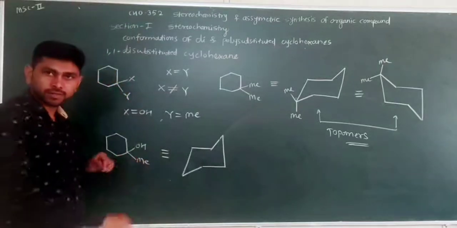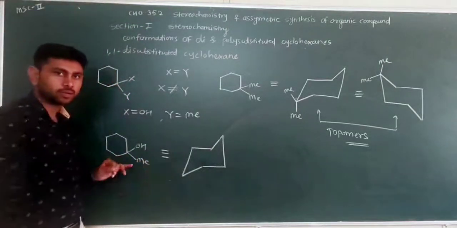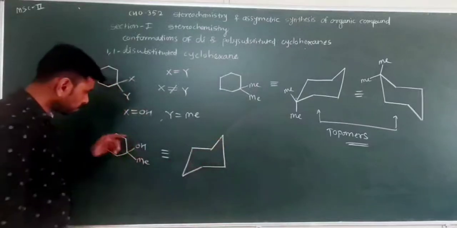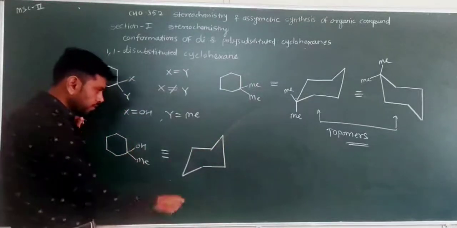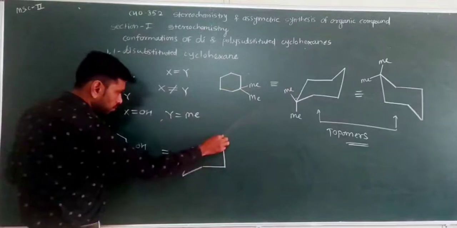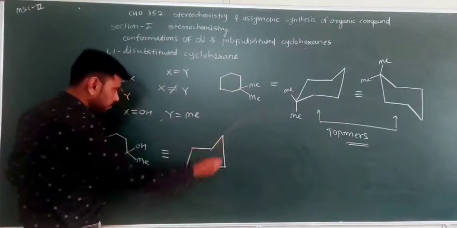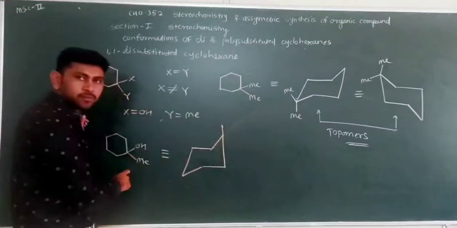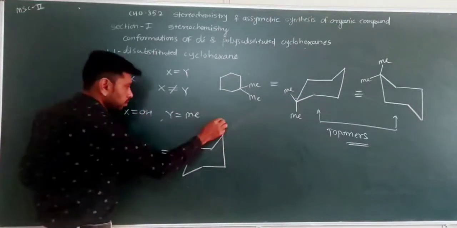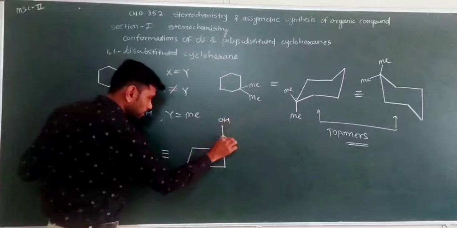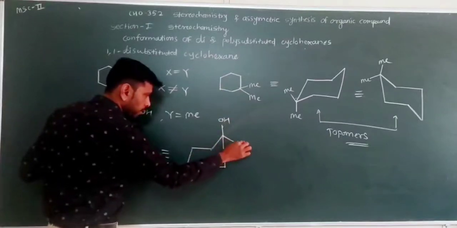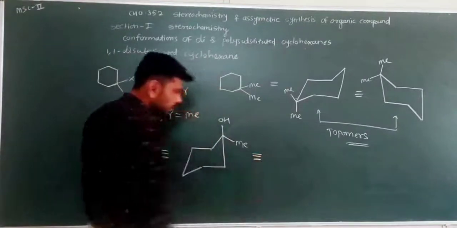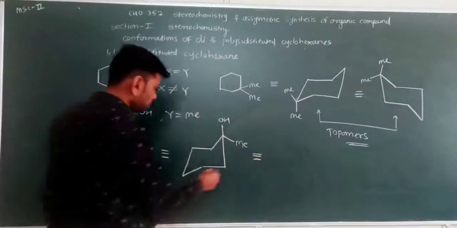Here, we have to convert this planar structure into a chair conformation. So the chair conformation is here. Suppose the group is on the same side, so we can write one OH at the axial position and methyl at the equatorial position. Then we convert this structure into another chair conformation.